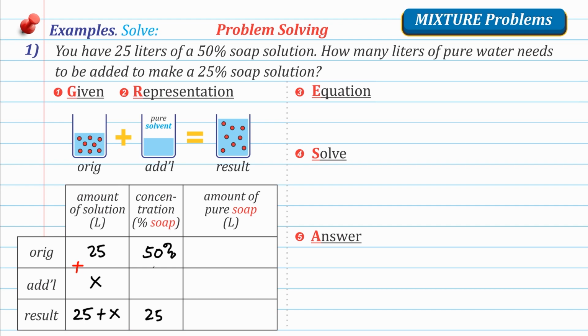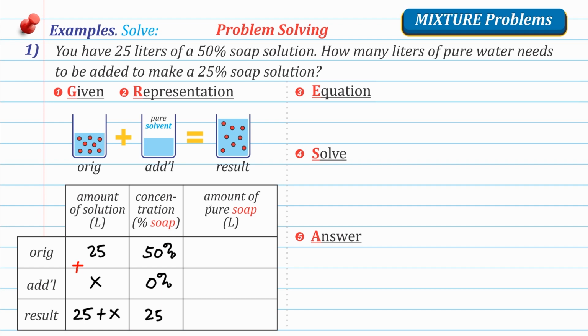Instead, you analyze. Here, we're looking for the concentration of soap in the additional mixture. Take note, we are adding pure solvent. Do we have soap when we add pure water? This contains no soap. Therefore, we can say it's 0% soap. Now, these 2 columns are complete. This would be easy now from this point on.